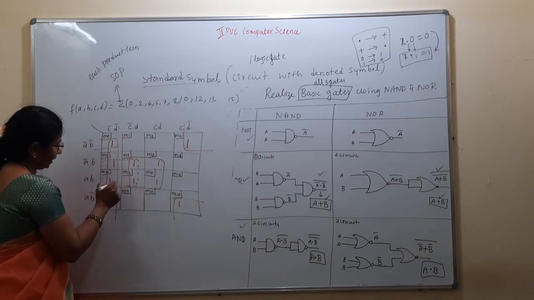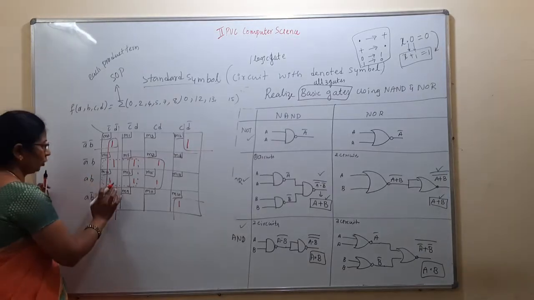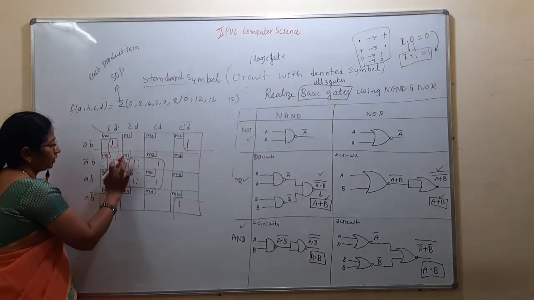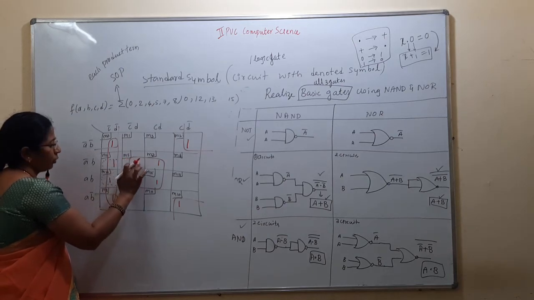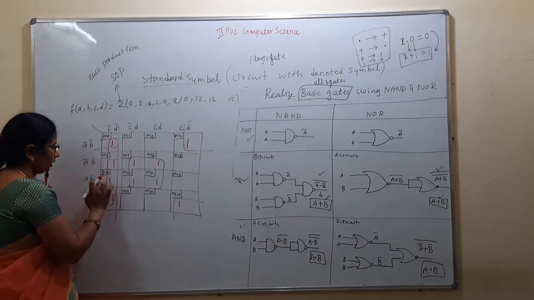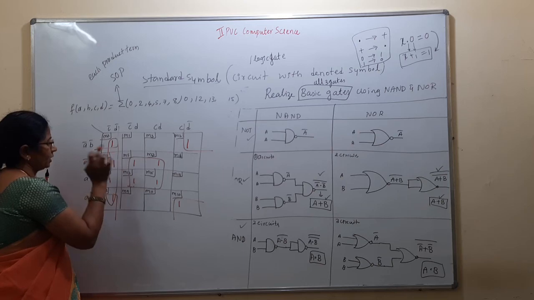So the dotted line is redundant. Dotted line is redundant. If you are including this one, don't include this one. Or if you are including this, don't include this one. So any one format you should use, not the redundant. If you include the redundant copy, then you are going to lose the marks, students.